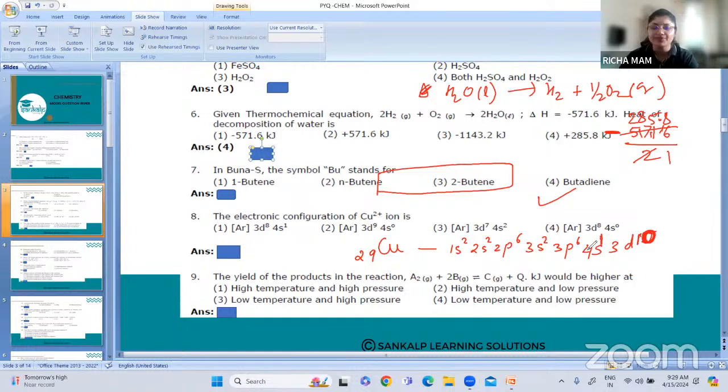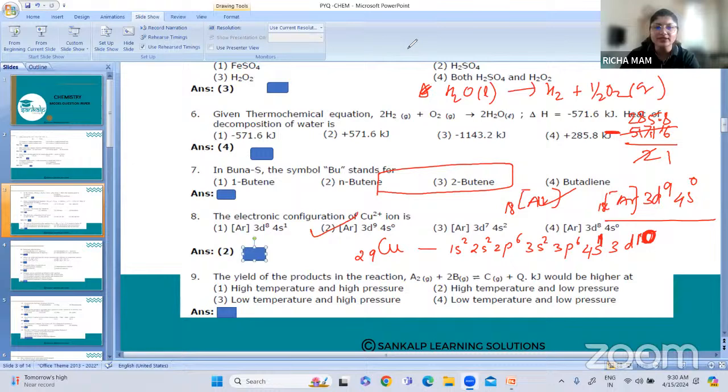So copper plus 2 means what will happen now? The ions will lose electrons: one electron will go from here and another will go from here. So it will be argon 18, 3d9 and 4s0. So one electron from 4s and one electron from 3d. So option number 2 is the correct answer.